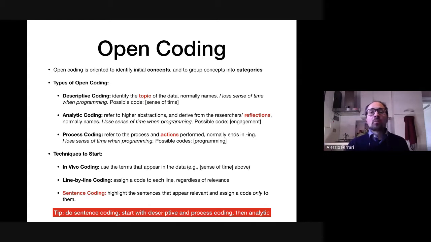For example, someone may say, "I lose sense of time when programming." A possible code in this sense is "sense of time." This guy is speaking about sense of time.